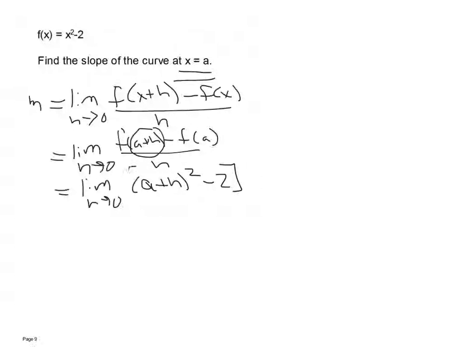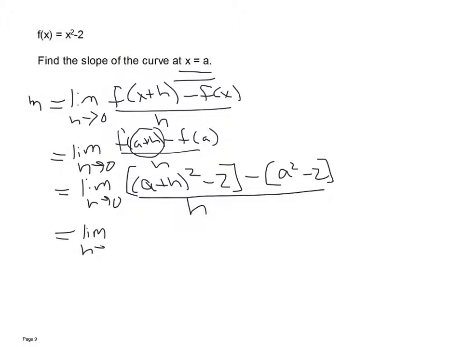Okay, so that's f of a plus h minus f of a. Let's see, put a in everywhere I see x, all over h, limit as h goes to 0. All right, so I still have to do the limit as h goes to 0. I'm going to FOIL this out, so a squared plus 2ah. Remember, that's because I have to do a plus h times a plus h.